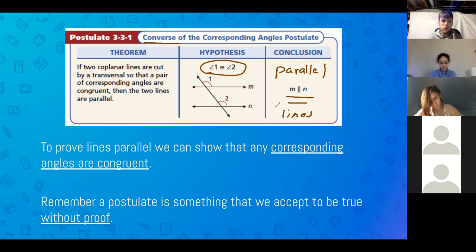It's all going to be about showing one of the 4 angle relationships: corresponding angles that are congruent, alternate interior angles that are congruent, alternate exterior angles that are congruent, or this one's the oddball, same side interior angles that are supplementary. If we can show any of those relationships, then we can say we have parallel lines.